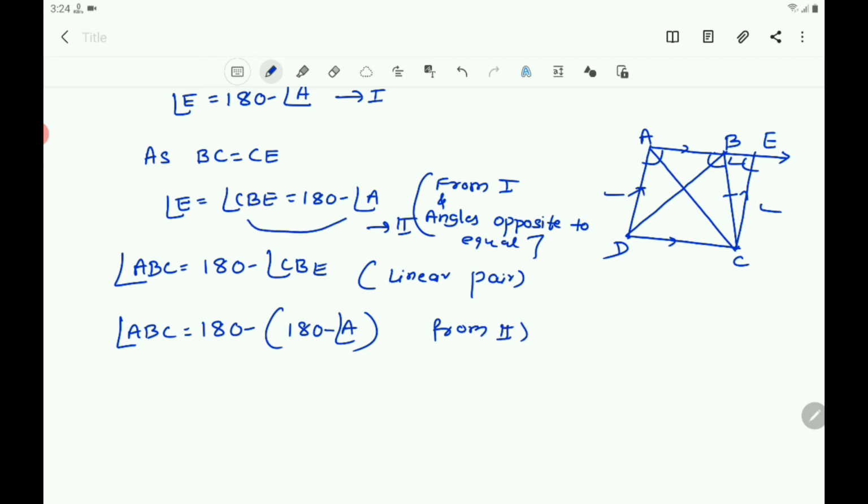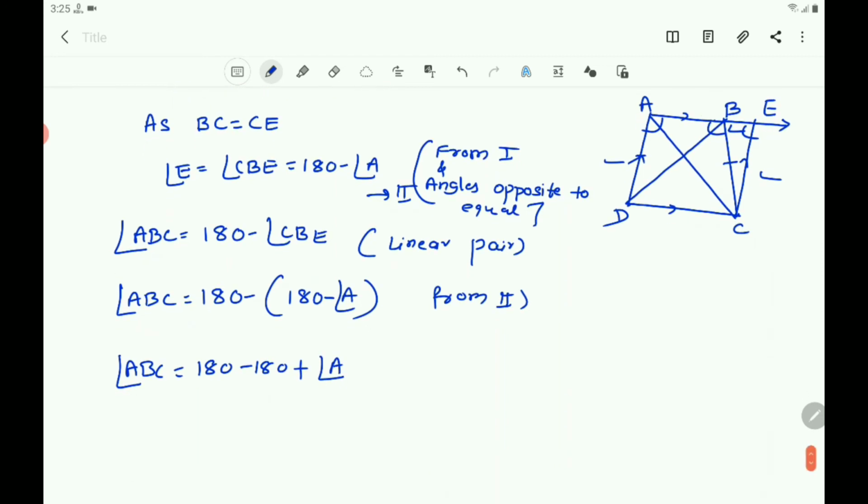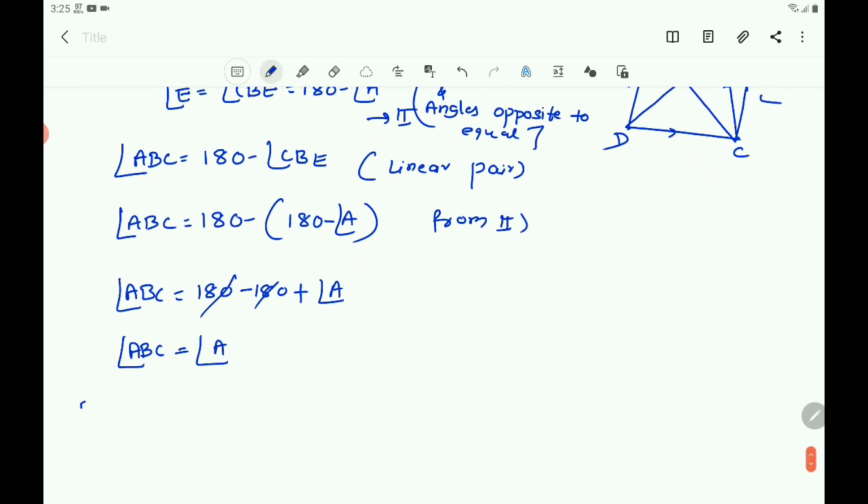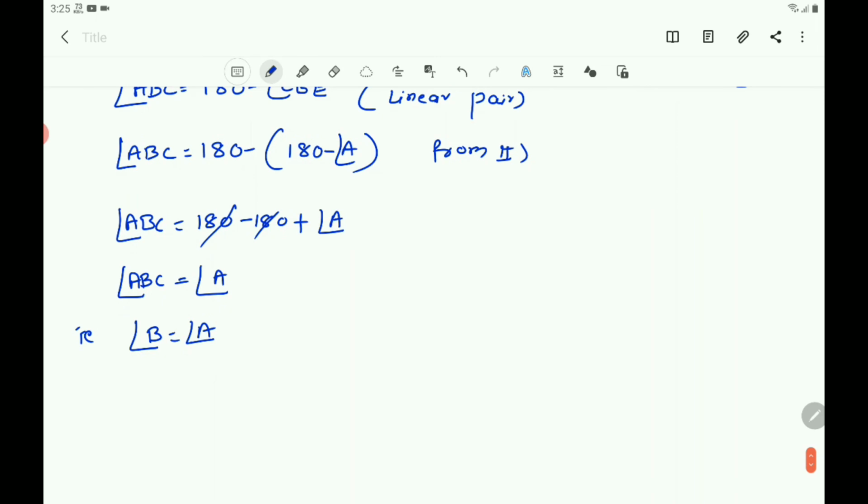Here you know that angle CBE is equal to what? 180 minus angle A. So you write angle ABC equals 180 minus, open the bracket, 180 plus angle A. Therefore you can write angle ABC equals 180, cancel, angle A. That is nothing but angle B equals angle A, which is also the same as angle A equals angle B. You got the proof for the first.